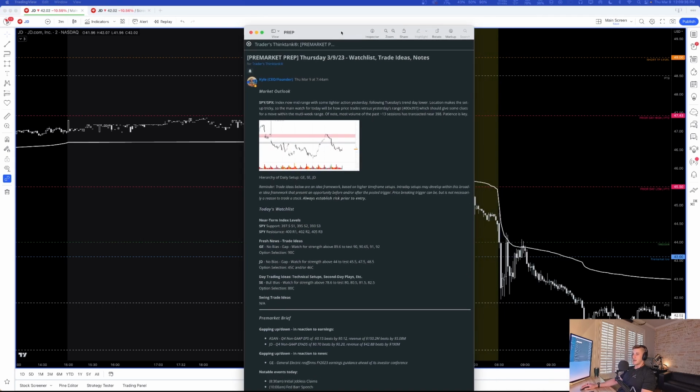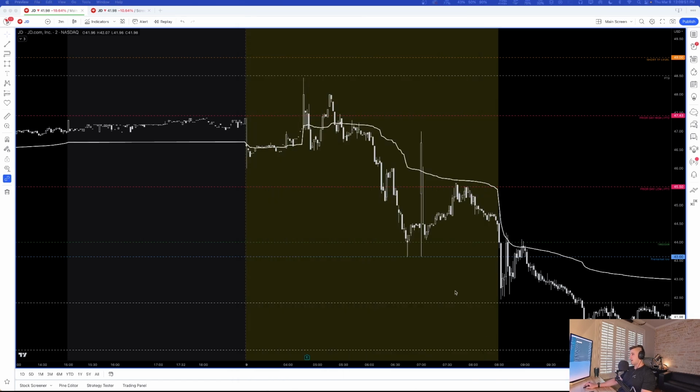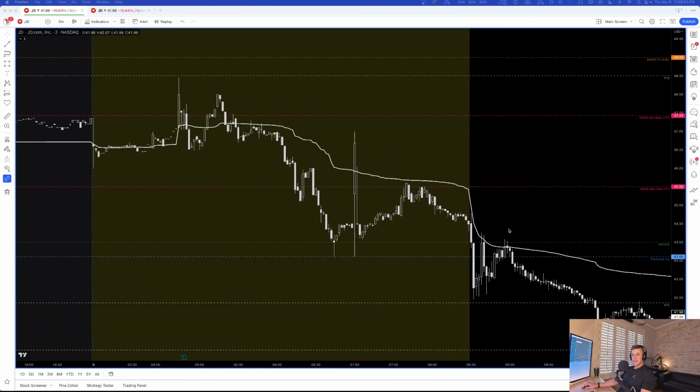And so if we look at the idea I posted, I was leaning towards the bullish idea if 44 held. That was the main thing to watch here. Watch for strength above 44 to test 45.5, 47.5, 48.5. Now, this idea did not pan out. On a no bias idea, I have a baseline rule that I'm going to wait for the first 2 minute candle to close before getting involved with the trade.